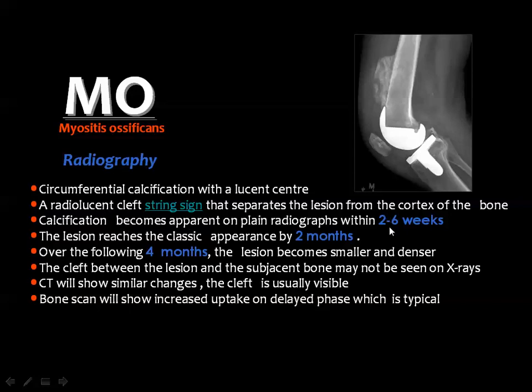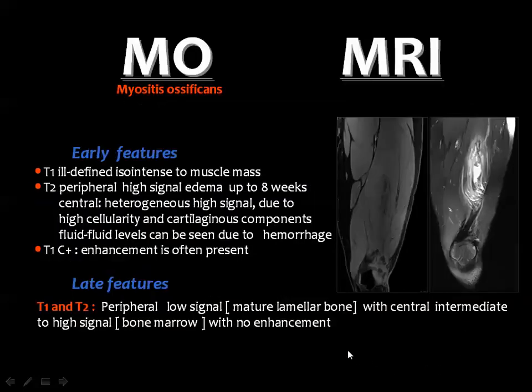Calcification appears on the plain film 2 to 6 weeks after the insult, and the lesion reaches the classic appearance by 2 months. Then over the following 4 months, the lesion becomes smaller and more dense. And if you try to diagnose myositis ossificans by MRI, I think that you will make a big mistake, since you will imagine this tumor as one of the sarcomas, for example, and also if you inject this lesion with contrast, it will enhance. If you have a PET CT, it will show metabolic activity.